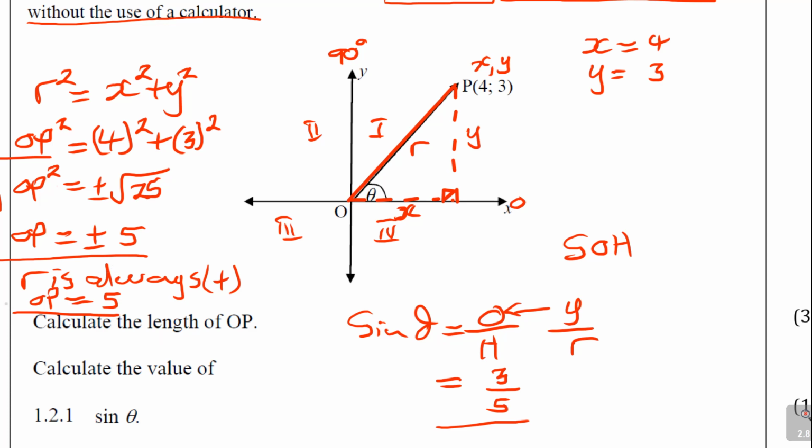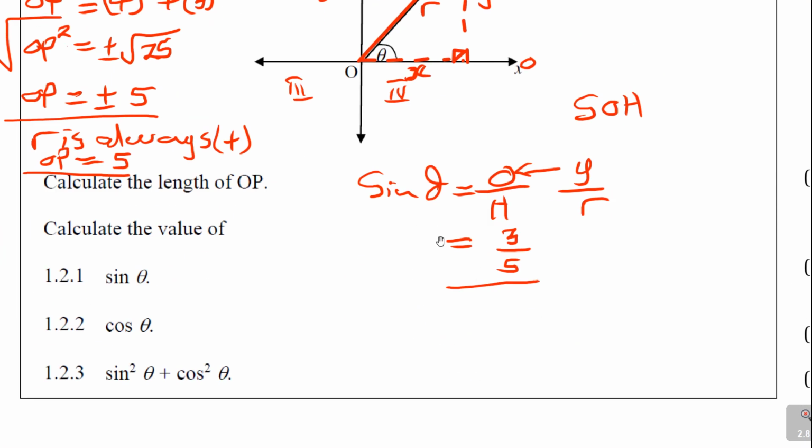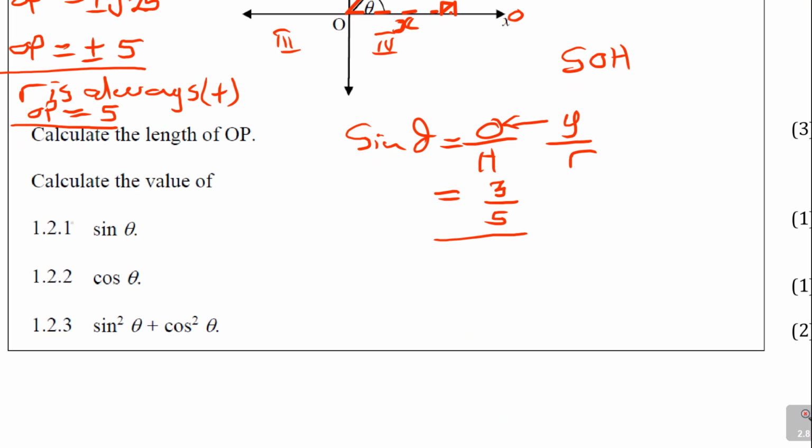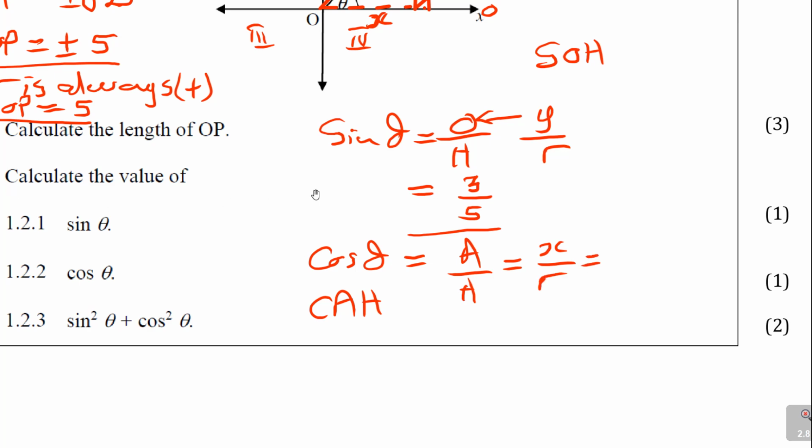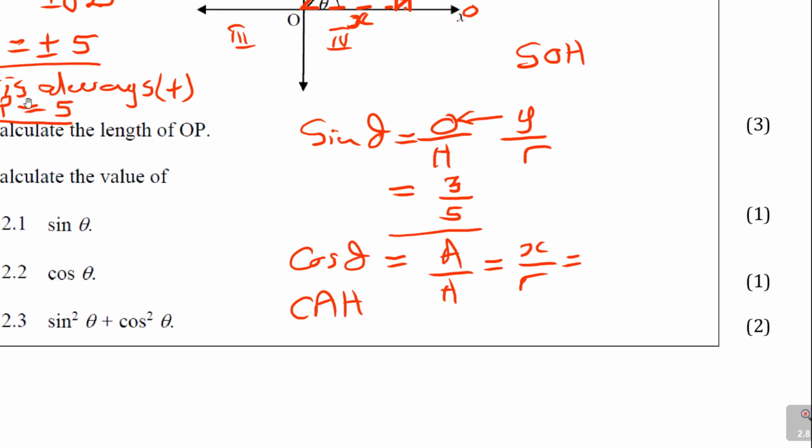Alright. Then the next one is what? What is cos theta? It's 1 mark, guys, and it's worth it. What about cos theta? Cos theta becomes, again, remember, cos is CAH. So it's what? Adjacent over hypotenuse. And then adjacent is x over hypotenuse is r. What is x over r? X we said was 4 and r is 5. So it becomes 4 over 5.